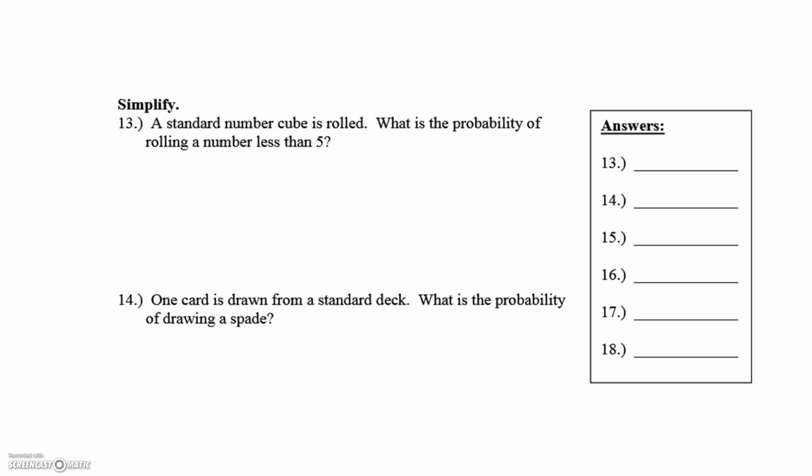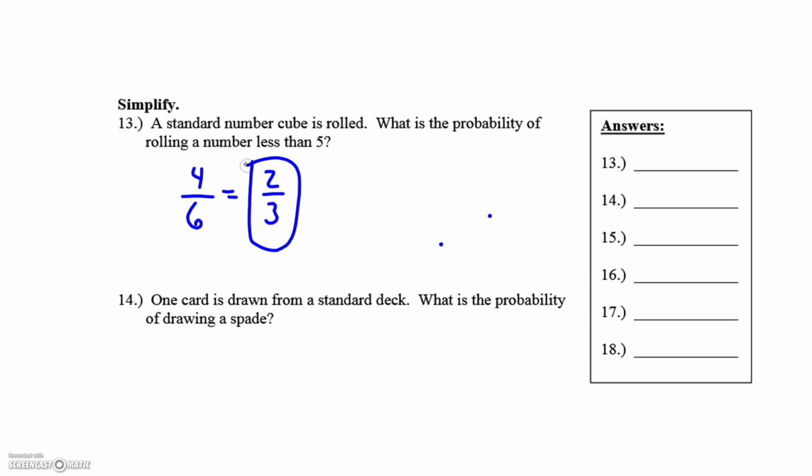For the next one, it says a standard number cube is rolled. What's the probability of rolling a number less than 5? Well, less than 5 means we're not including 5. Well, standard number cubes has 6 numbers. Numbers that are less than 5 would be 1 through 4, so there are 4 options for numbers that are less than 5. Over a total of 6 options, because there's 6 numbers on the cube. And now I just reduce that fraction to 2/3.